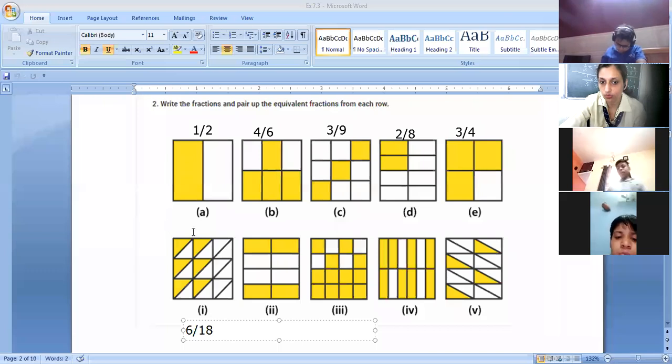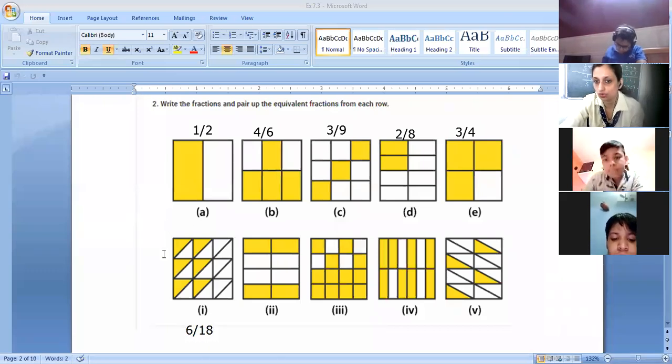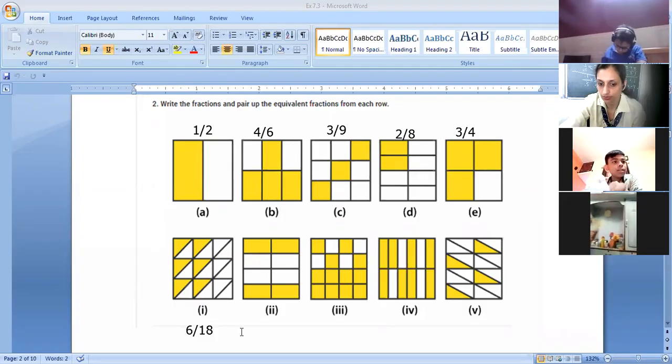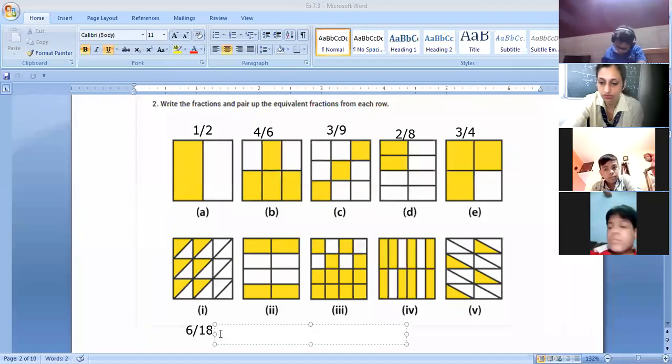So we have divided one box into 2 equal parts. So you will count 2 boxes here. 1, 2, 3, 4, 5, 6, 7, 8, 9, 10, 11, 12, 13, 14, 15, 16, 17, 18. And the total number of parts shaded is 6. We can write it also as... okay, let's start with the next one.